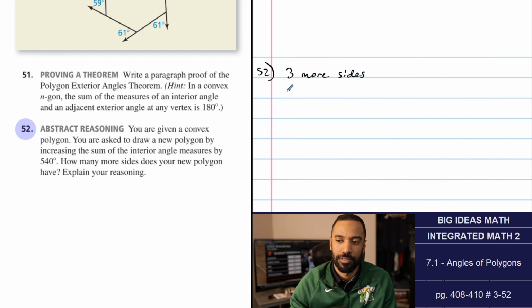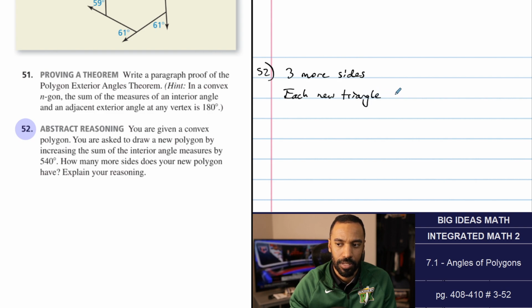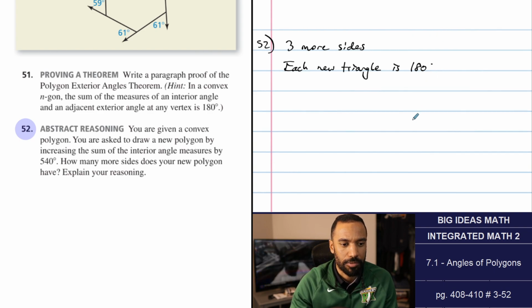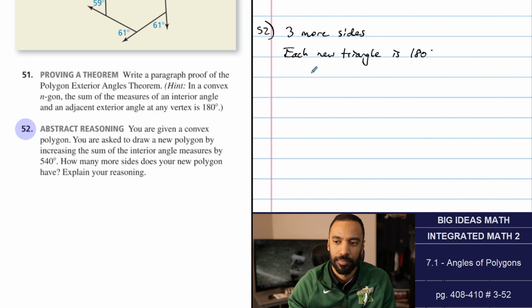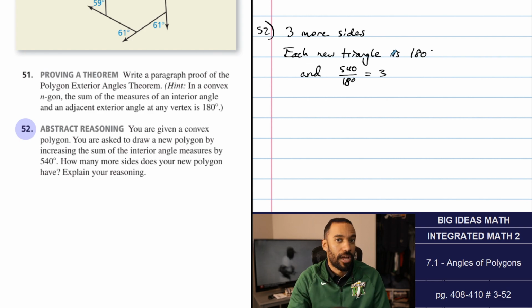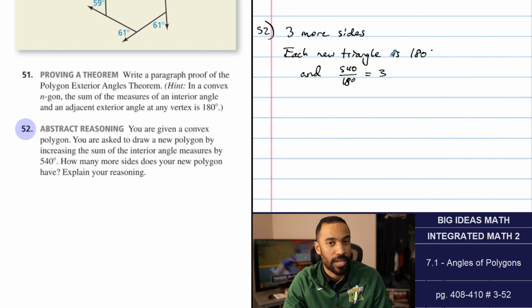I'm going to just write it. Each polygon, each new triangle is 180 degrees. Yes, draw a new polygon, increasing the sum by triangles. So each new triangle is 180 degrees, and 540 over 180 is 3. It's kind of like every time you add another 180 degrees, that's a whole other side added.